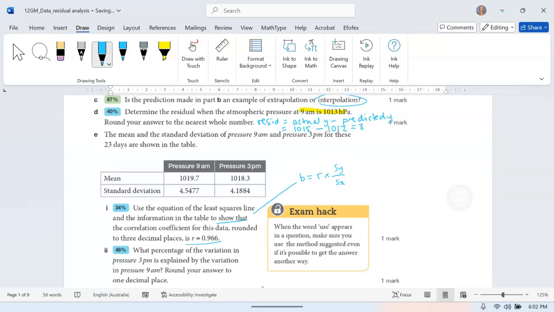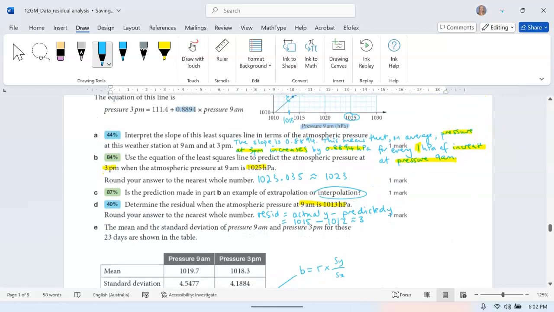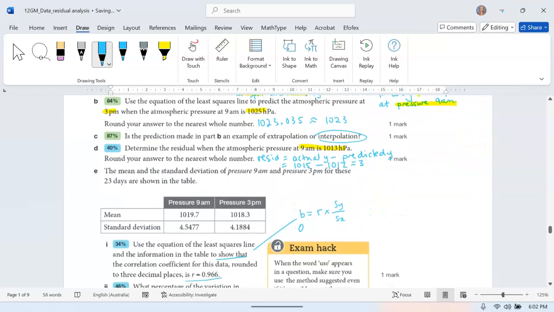So B is our slope given to us in the question up here, so 0.8894. R is what we're calculating. If it's a show that question, you can't substitute in the answer. Remember, it doesn't exist. All right, and then SY and SX. So the S just means our standard deviation of Y and our standard deviation of X. So we're only looking at this part here. So we've got to decide which one's our explanatory.